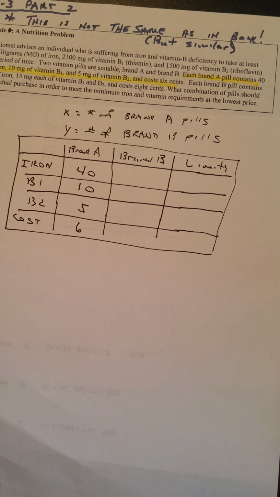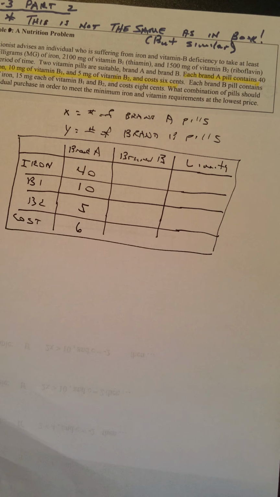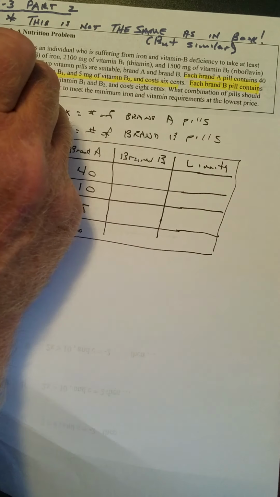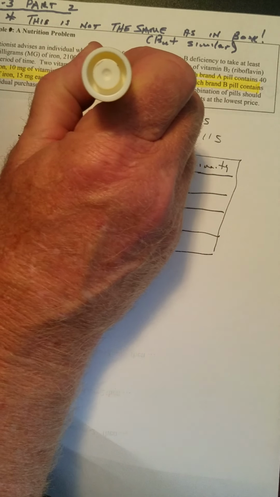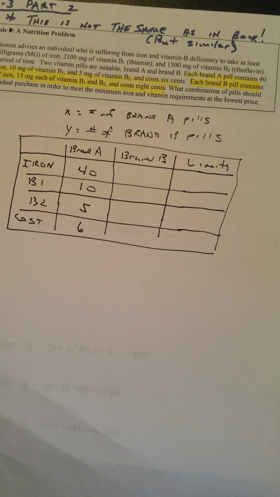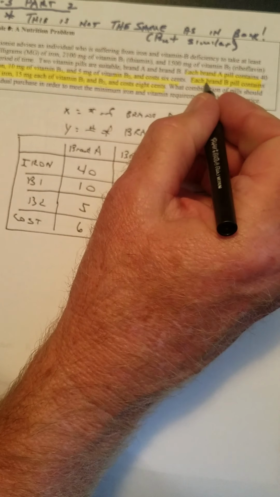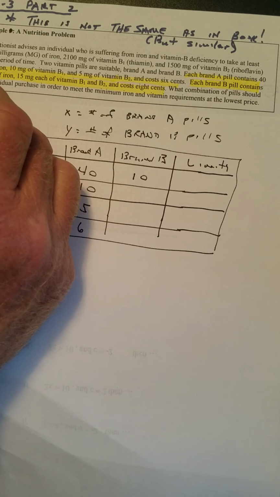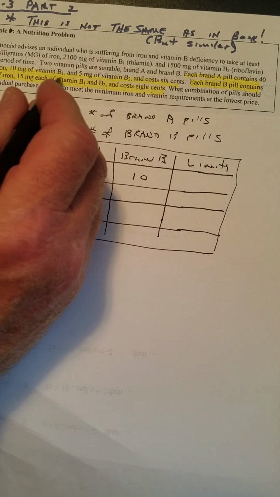Okay, next up, let's do this. Okay, then we're going to go each brand B pill contains 10, 15, 15, and 8. Each brand B pill contains 10 milligrams of iron, 15 of each of the B1 and B2. So that means I got 15 here and then 15 again right here. And it costs 8 cents. The table really helps you organize your numbers.